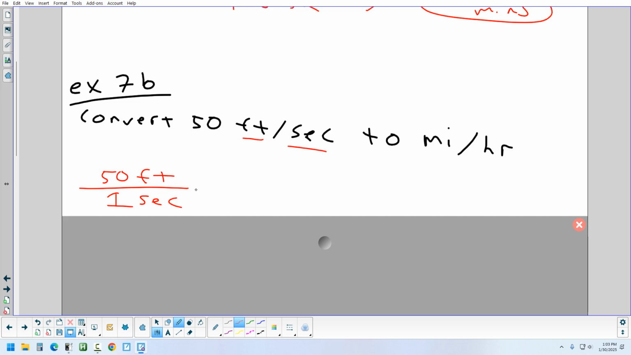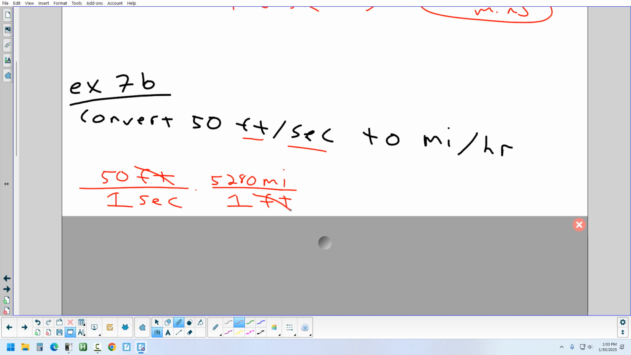It doesn't matter which one you fix first. Let's do the feet. So we want feet to disappear. Where would feet go in the next fraction? Bottom. What unit would go in the top? Miles. And now we need a fact that connects feet and miles. 1 to 5280. Okay. Feet and feet are gone.